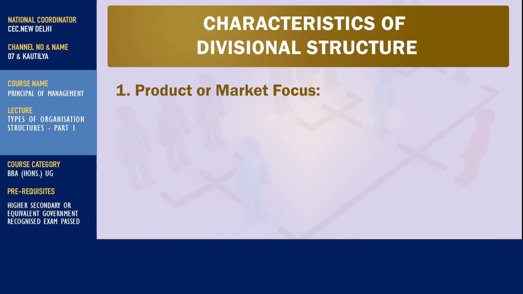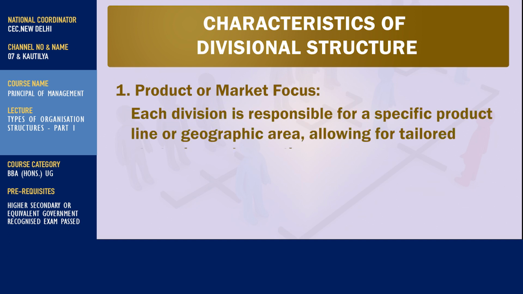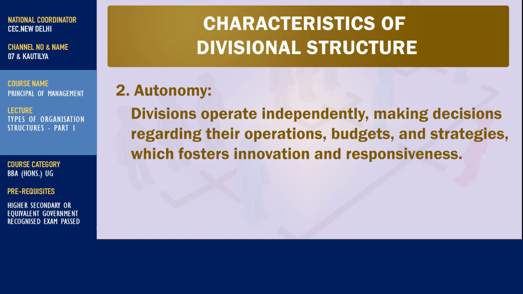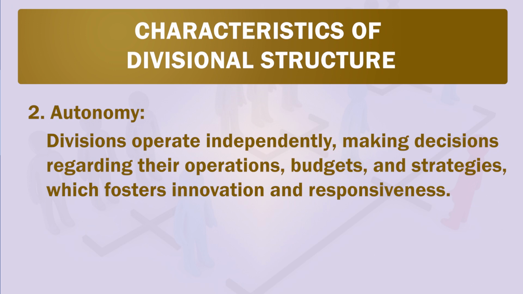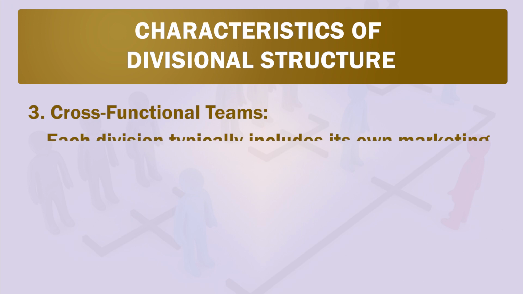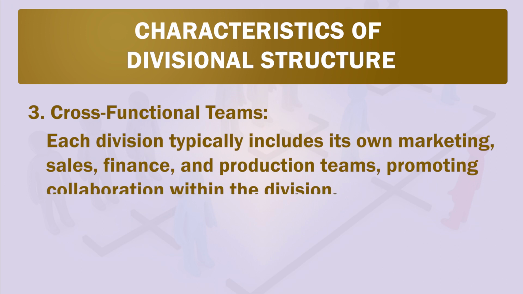The first thing here is product or market focus. Each division is responsible for a specific product line or a geographic area, allowing for tailored strategies and operations. Second is autonomy. Divisions operate independently, making decisions regarding their operations, budgets and strategies, which fosters innovation and responsiveness. Third is cross-functional teams. Each division typically includes its own marketing, sales, finance and production teams, promoting collaboration within the division.